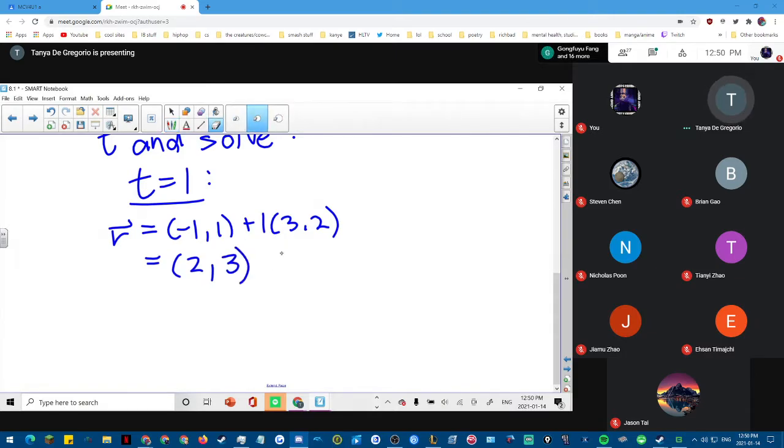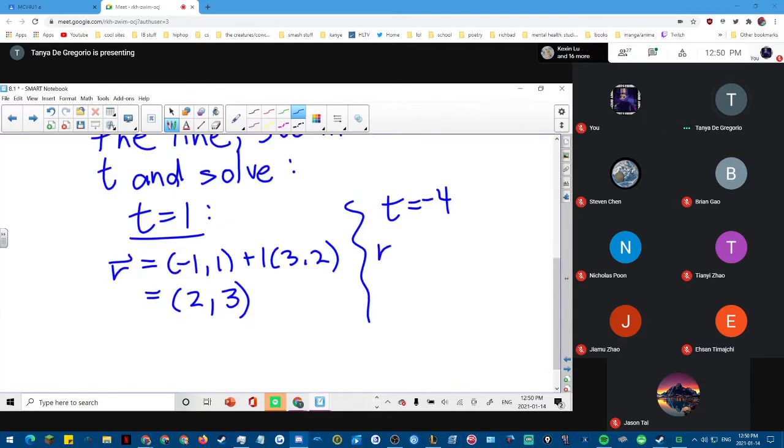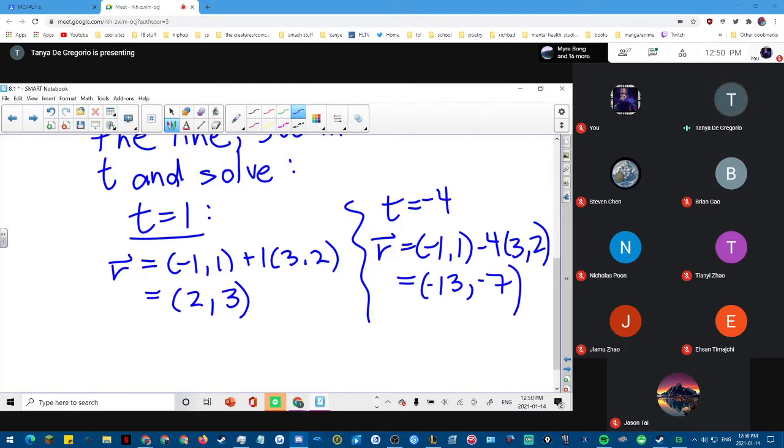Okay, give me another value of t. Any value of t. 4. Sure. I'm going to say negative 4. And now we just have to see what this equals. So it's going to be negative 1 minus 12. And here it's going to be 1 minus 8. Cool? And that's how you find points on the line. Of course, I can do this infinitely many times. Are there any questions?